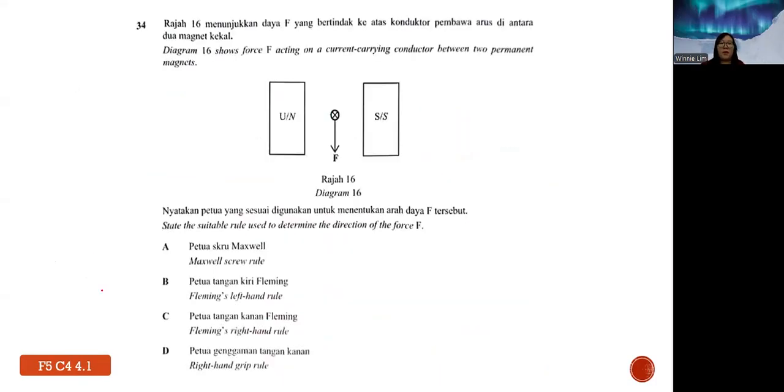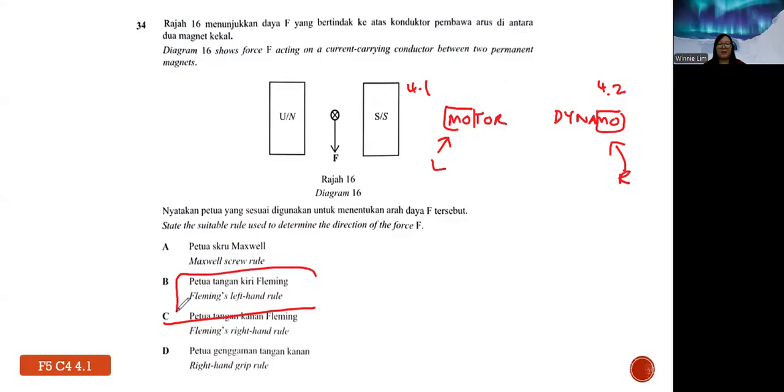Number questions 34. Diagram 16 shows a force acting on the current conductor between two permanent magnets. What is the rule to determine the direction of force? So for information, because you have the idea of current, you are under the concept of motor. Teacher always says we have two ideas, either motor or dynamo, the vice versa idea. So this one is on left, so you use Fleming left. This one is on right, so you use Fleming right. So motor idea is the concept of how you produce force, or under 4.1. Then 4.2 is electromagnetic induction. So we are using Fleming left-hand rule.